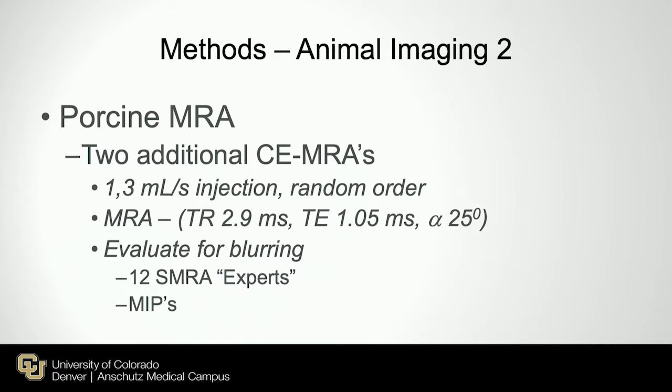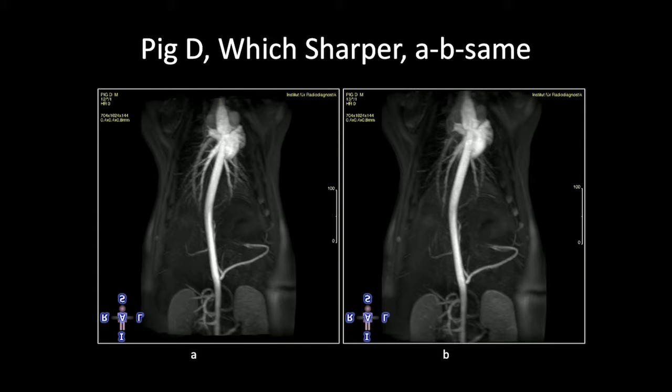We did 2 additional contrast MRAs on each pig, where we injected either at 1 cc or 3 cc's per second, full doses again, in a random order, and did an actual MRA. And many of you in this audience, I sent a few of these pictures to. So we have kind of 8 pairs here. I'm not going to show them all, but I basically asked a lot of you, and thank you for those of you who contributed. This is a kind of a non-scientific way to do this, but which is sharper, A, B, or the same? And one of these is 1 ml per second, the other's 3 mL per second.